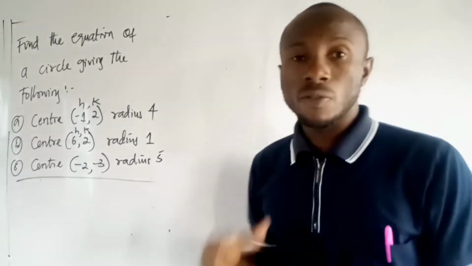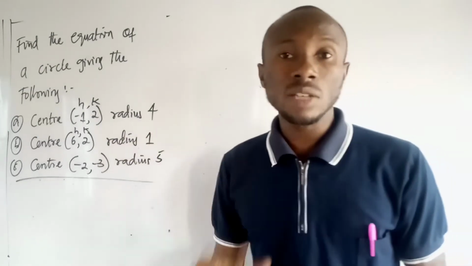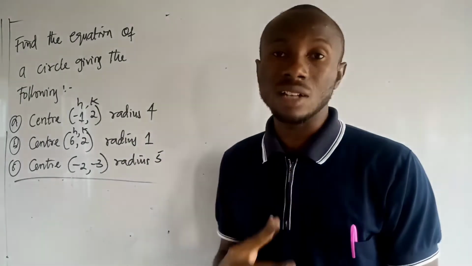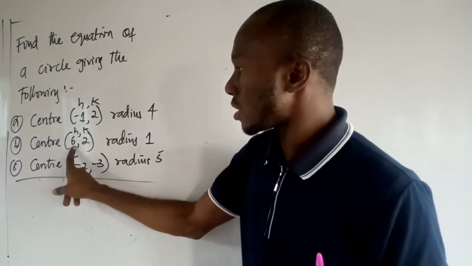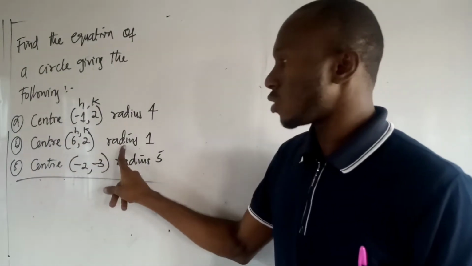If you've not watched the previous video, I would advise you to go watch it so you understand some concepts I have just explained. Now you can see that the center here is (6, 2) and the radius is 1.